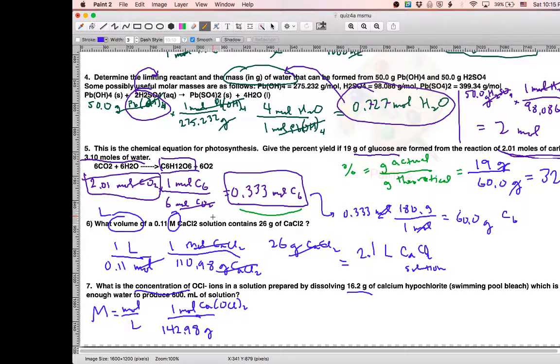All right, so I have placed moles on top because I want to make sure I end up with moles on top, but I've got grams in the bottom, and I don't want grams in the bottom. I want liters in the bottom. So let me take this 16.2 grams. This is not related to anything. This is just what is given.